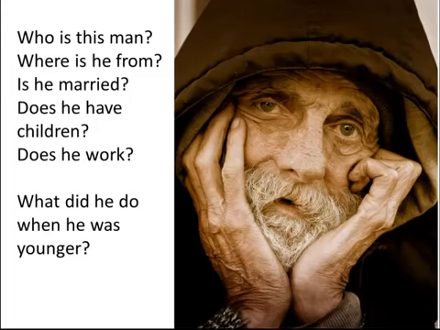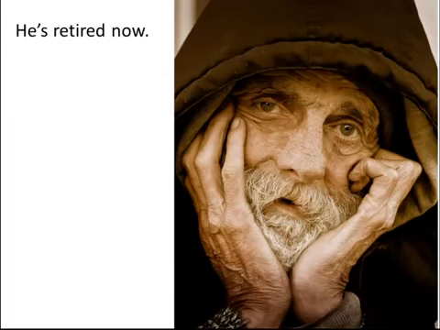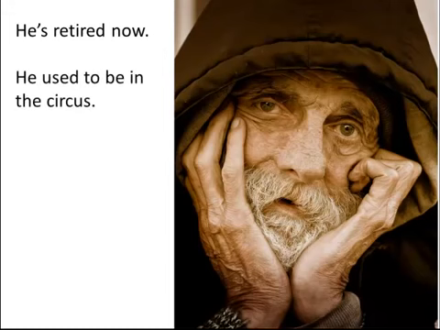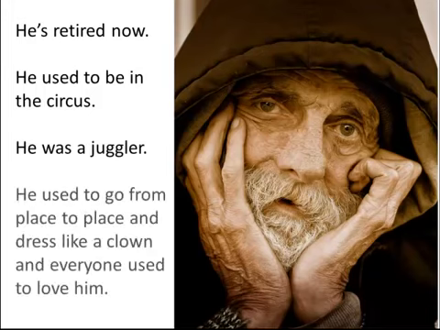When they've done that and we've had a bit of feedback, I'll then tell them that actually he's retired now, but he used to be in the circus. Clearly I'm going to have to make sure they know what circus means. That he was a juggler, and he used to go from place to place dressed like a clown. Everybody used to love him, but now obviously he's old and he's retired.